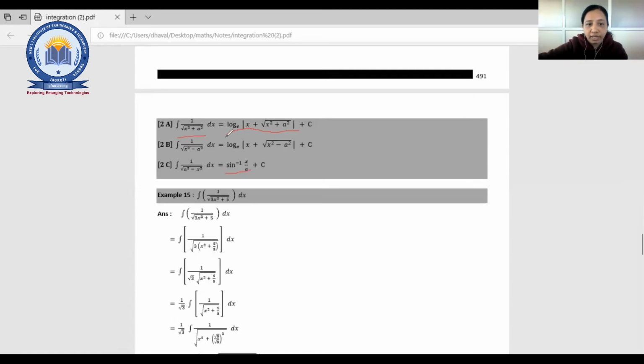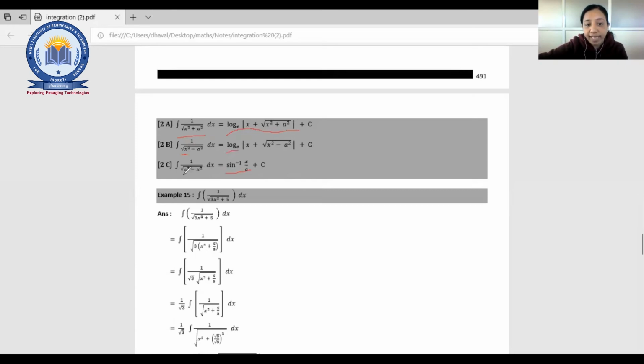In the previous formulas, 1 upon x square minus a square and 1 upon a square minus x square, both have the same concept, 1 upon 2a log, right? And here it will be a different one that you need to remember. Under root x square, if it is x square first, then you have to go for a log.